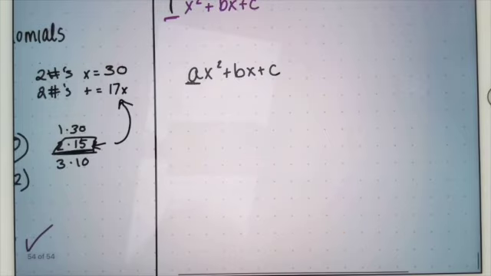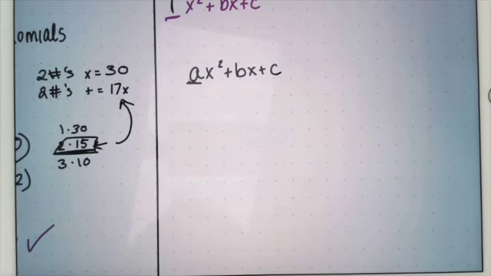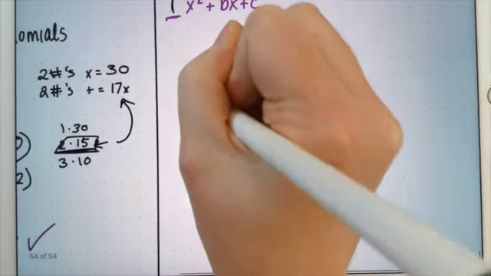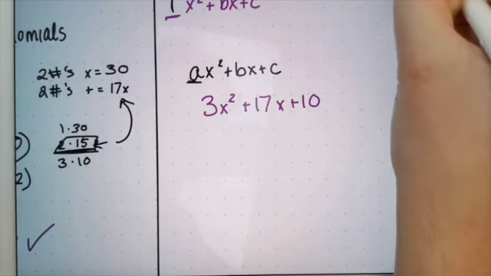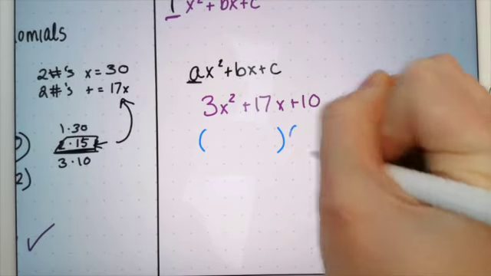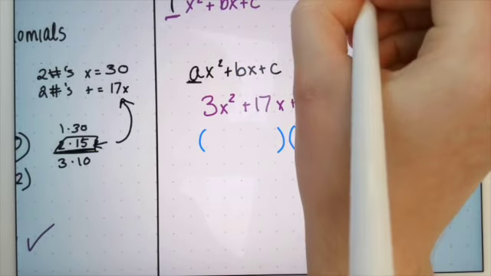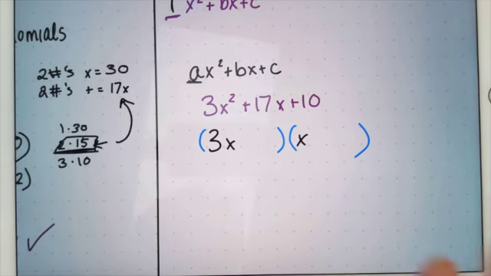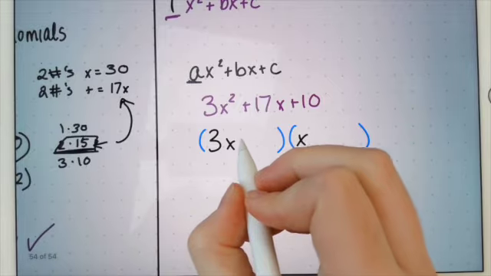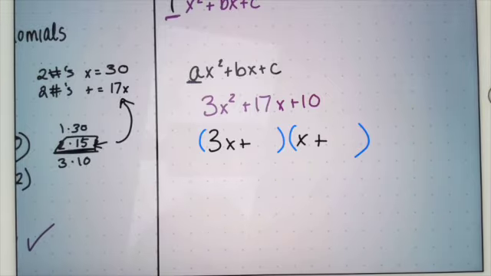Now the other way to solve for it, personally, I don't like as much, and I find it a little easier to mess up, but it is a valid way to do it, and for some people it does work a little bit nicer. So using that same problem, I'm going to put 3x squared plus 17x plus 10. In this situation, I'm going to draw out two brackets right from the beginning, and I'm going to split up that 3x and x just like I did before. Because all of those values are positive, both of these are going to be addition, and not one addition and one subtraction.